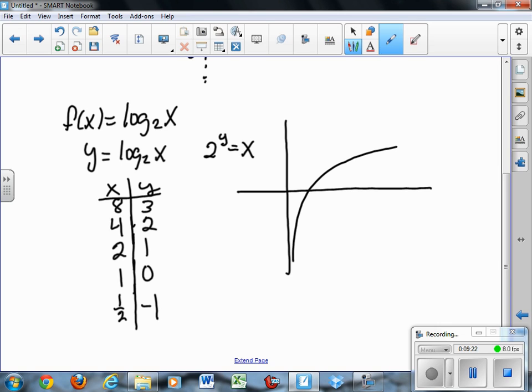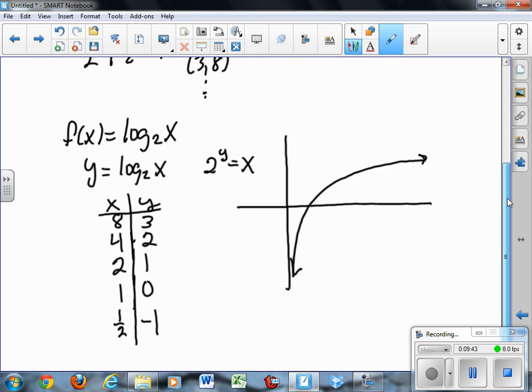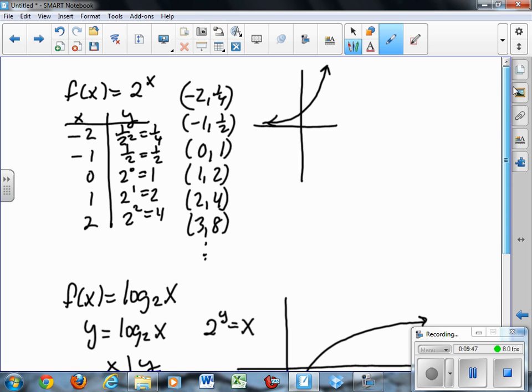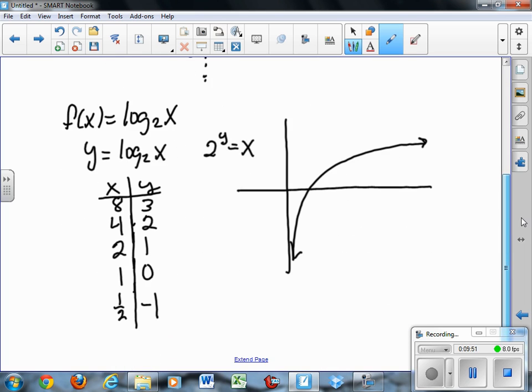Notice that all of my x values are going to be positive, because all of my x values are going to be powers of 2. All of my y values could be positive or negative, because they're the exponents that I put on 2 to get these numbers here. So notice that these graphs kind of undo each other. They are inverses of each other, and we'll talk more about this. But this is the basic shape of a log graph.